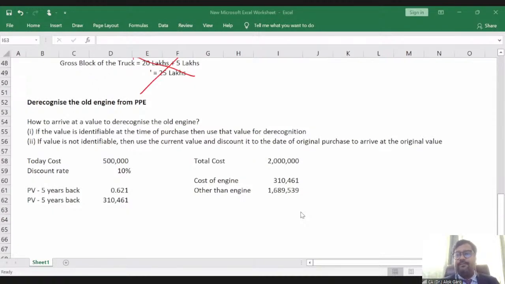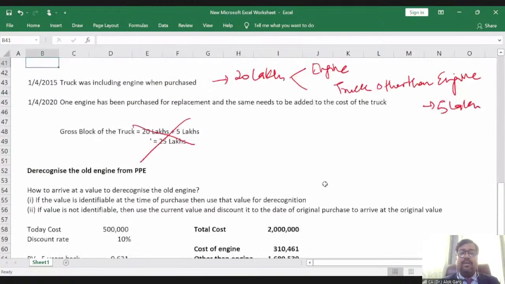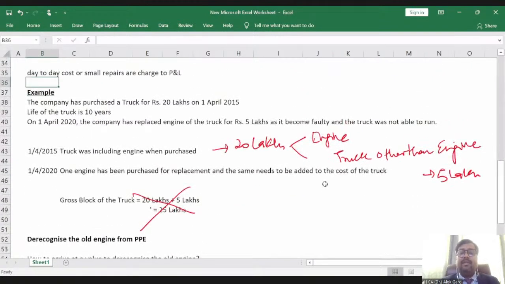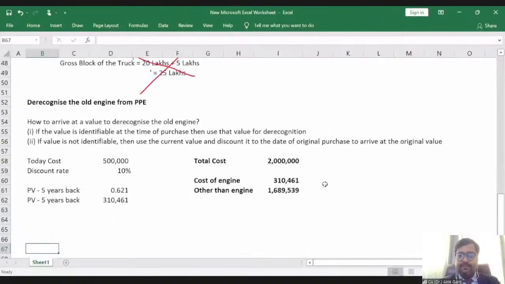Is it clear to everyone, guys? Is it clear? Yeah. So we will discuss one particular case study, which is illustration number 8 from the Institute study material, and then we will be more clear how de-recognition will happen in case of subsequent cost, right? So guys, it's 8:25 now. Let's have a 10 minutes break, and we will start at 8:35.